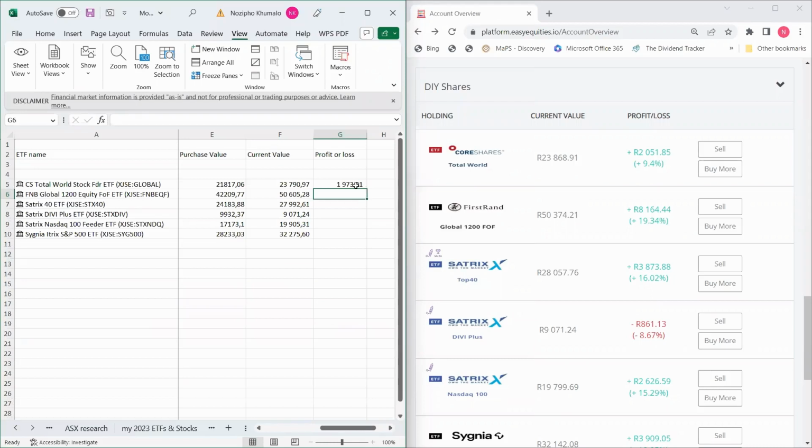Okay, so again, you just take that first cell and drag for the rest of the cells, and it should be able to calculate. See, for Satrix Divi, it's correct. The loss is negative 861 Rand and 13 cents, and that's exactly what you see there. But for the rest, it's a bit out.